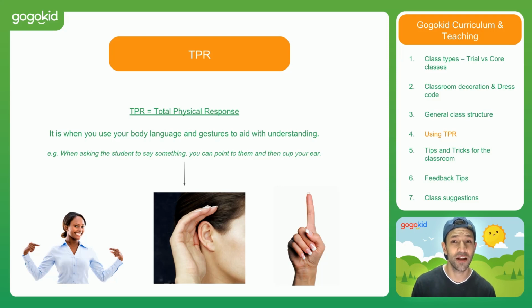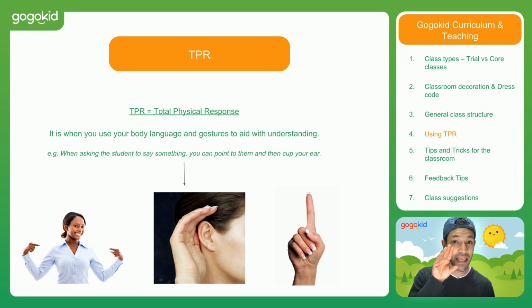As chances are they only understand a small portion of what you're trying to say. So gestures like crossing your arms, cupping your ears, moving your hands, these are all examples of TPR. For example, if I wanted to ask the student to repeat after me, I could do it like so.